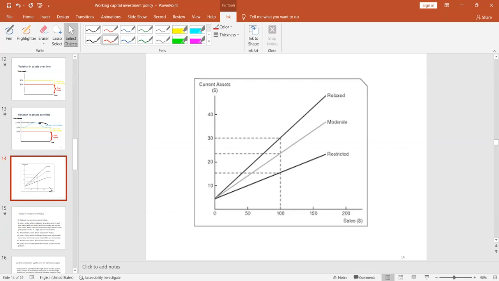Your sales is growing, your current assets also growing. Another one is your sales is growing, current assets also growing, but not that much of relaxed policies. Moderate, in between, restricted and relaxed. So what is restricted? Your sales are growing, but your current assets positions are not growing that much, or you don't want to keep so many cash, so many marketable securities and inventories in the business. So you want to maximize your profit using lower level of liquidity.